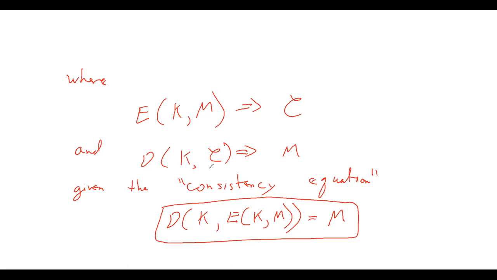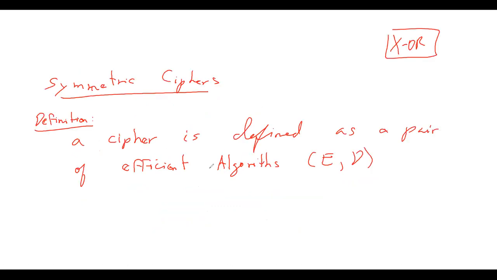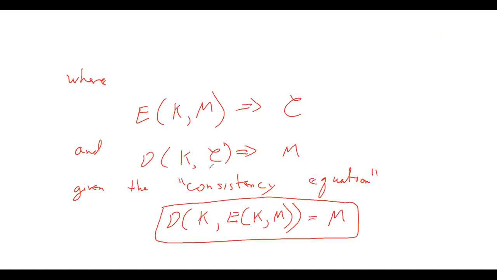So really, a cipher is defined as a pair of efficient algorithms where E(K, M) gives a cipher and D(K, C) gives us the message, given the consistency equation, which looks like that one. Any questions so far? Okay, no questions.